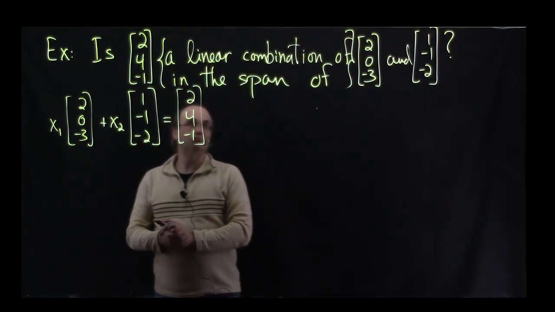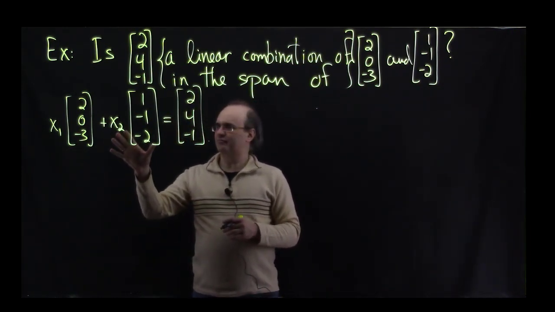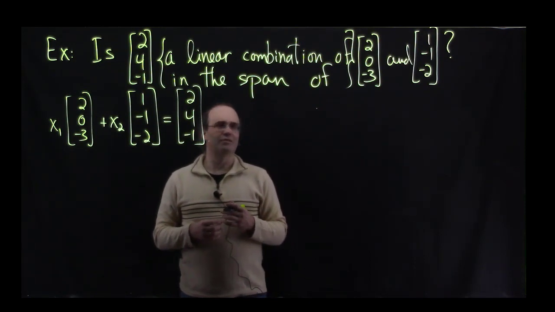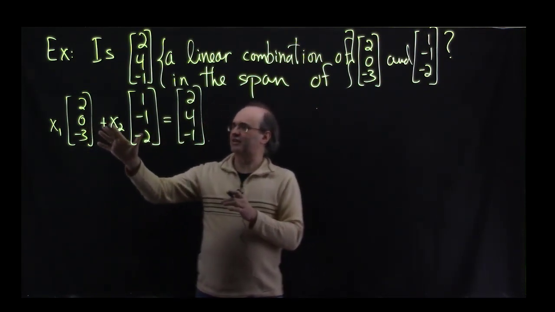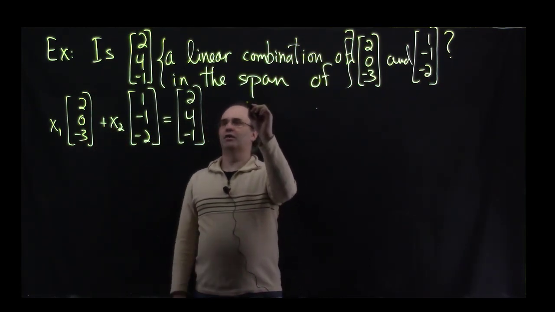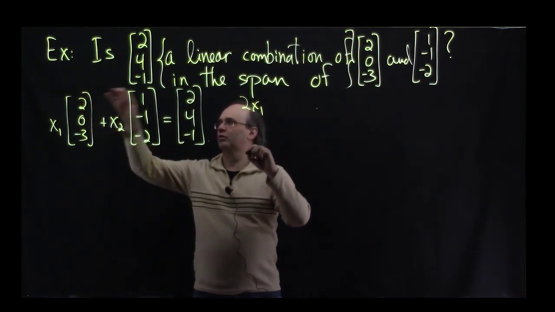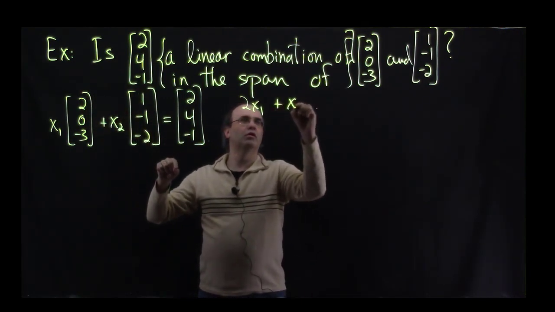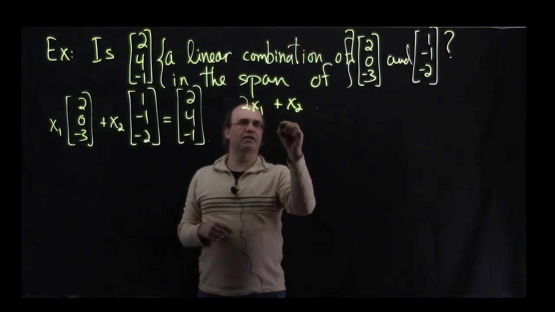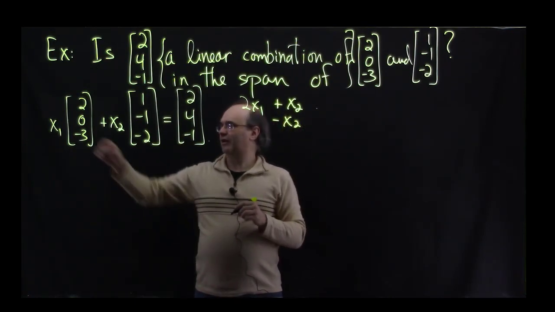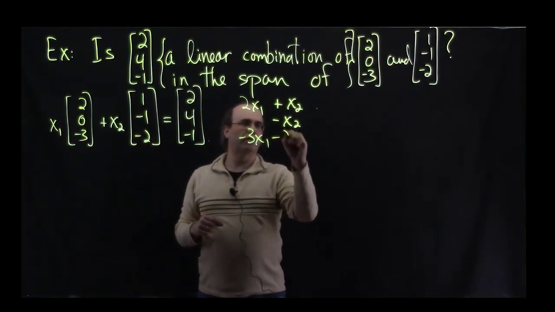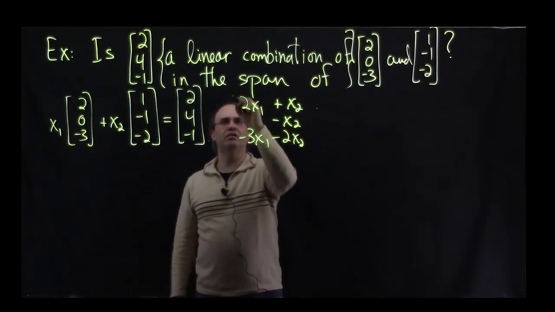It turns out that this vector equation is equivalent to a system of linear equations. So let me just rewrite the left-hand side, using vector addition and scalar multiplication. I can write it as 2x1 plus x2 for the first component. The middle component is x1 times 0 plus x2 times negative 1, so I get negative x2. And the third component is negative 3x1 minus 2x2. So this is the left-hand side here.